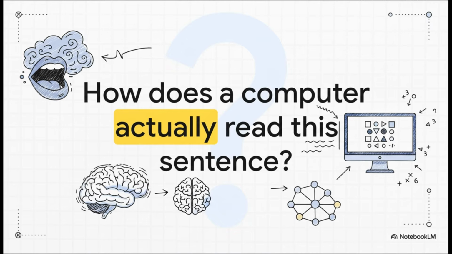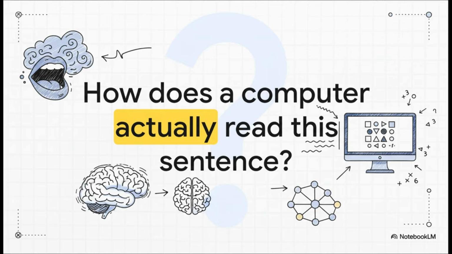Okay, let's just start with the most basic question of all. Look at this sentence. When you and I see it, we see words, we see meaning. But a computer? It sees, well, not much. Deep down, a computer only gets one thing: numbers. So the fundamental puzzle we have to solve is, how do you turn human language into pure math?